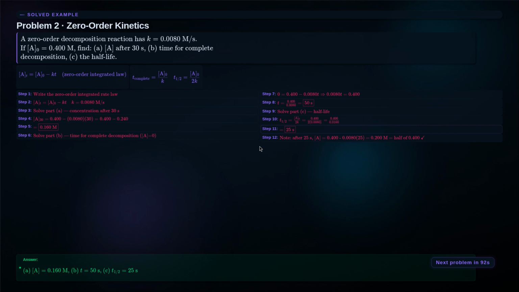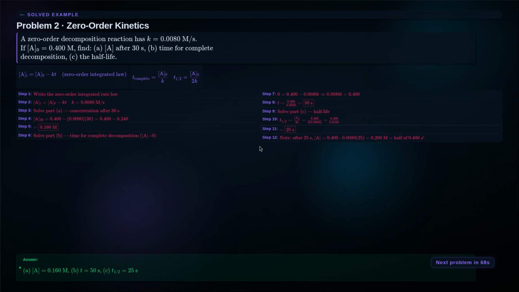For Part A, the zero-order integrated law is [A] at time t equals [A]initial minus kt. Substitute 0.400 minus 0.0080 times 30. That gives 0.400 minus 0.240, which equals 0.160 molar.